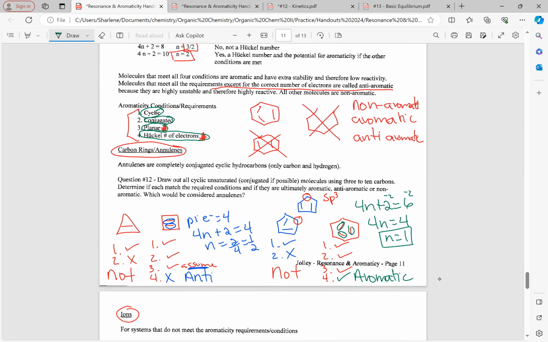Look out for those sp3 hybridized carbons that are hidden inside of a system. And then the annulenes, or the carbon rings, if you'll notice, are just carbons. And so we went all the way up through number 10 and saw all the variations. We're also going to play with some ions and then some heterocyclics. But for this one, that was just dealing with the aromaticity of the annulenes.